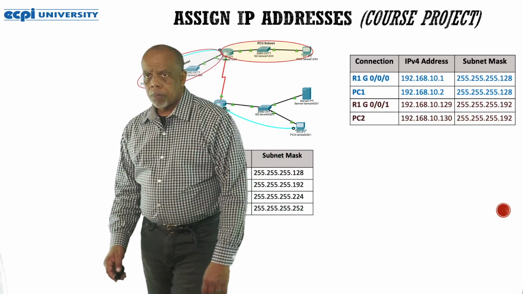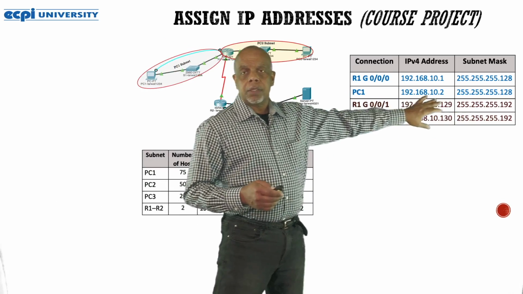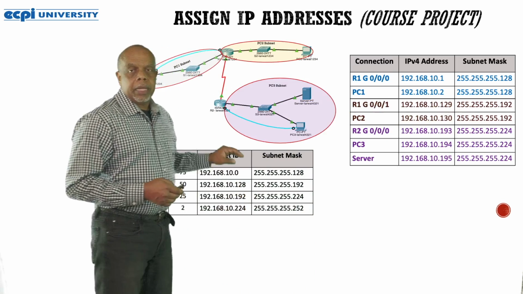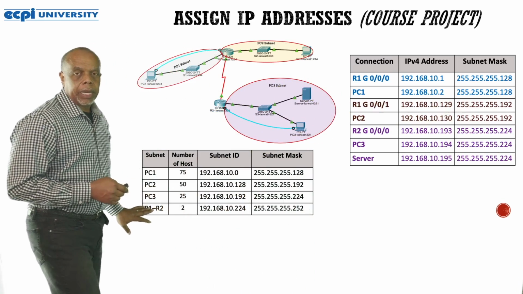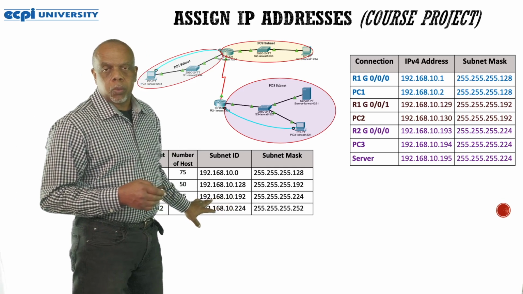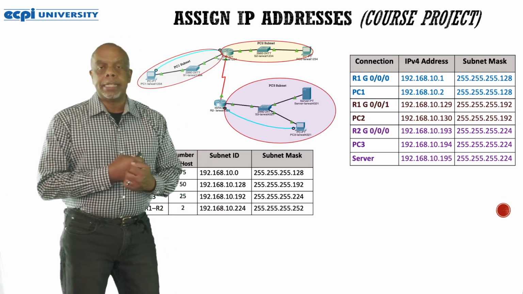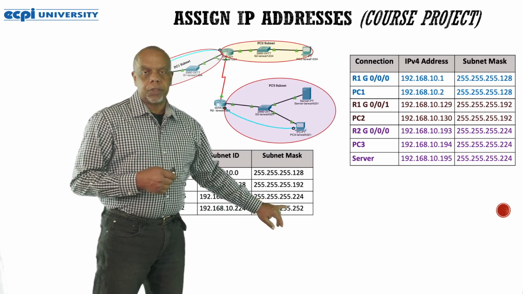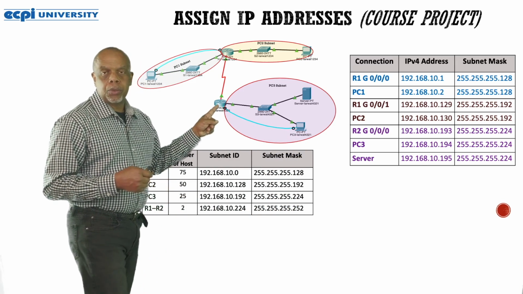They would all then have the same subnet mask of 255.255.255.192. So that's how I would assign that. Now, looking at this third subnet, PC3, I need 25 IP addresses in there. The ID is 192.168.10.192, and the subnet mask is 255.255.255.224. So this connects to router 2.